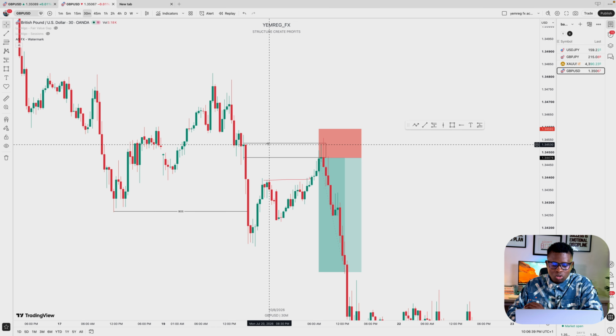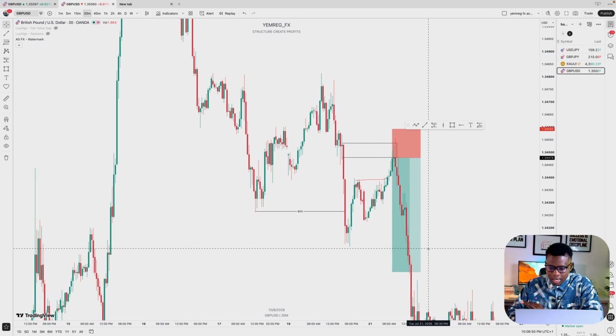Your top-down analysis is also applicable to your directional bias, and it's also applicable to the candles and also to your point of interest and the liquidity. So all these things are very, very important whenever you're analyzing the chart.